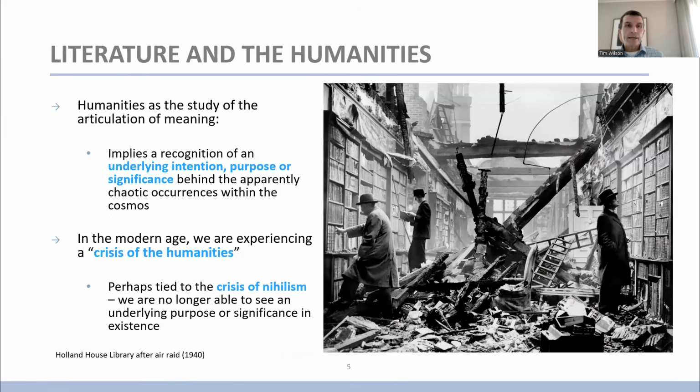Now, the humanities, as the study of the articulation of meaning, one of the disciplines within the humanities is literature. Okay, so literature then implies a recognition of an underlying intention or purpose or significance behind the apparently chaotic occurrences within the cosmos. So the assumption with these humanist pursuits is that there is some sort of purpose or significance underlying the chaos of the cosmos. That's not necessarily the case in every approach to phenomena, right? The physicist might see these things as just products of statistical probabilities or randomness. So the humanist, in order to be able to articulate a meaningful articulation of the whole, has to say that there's structure and meaning there, in some way.